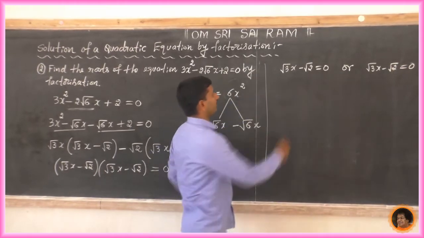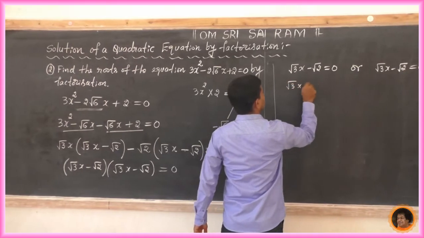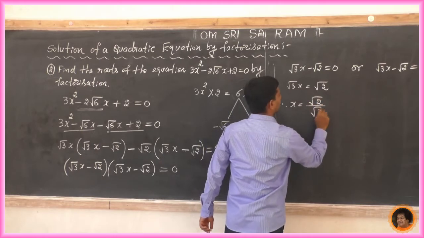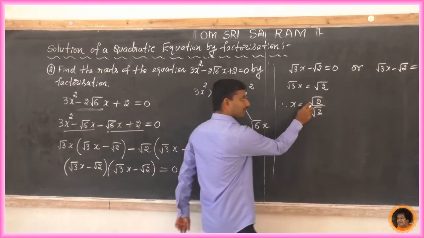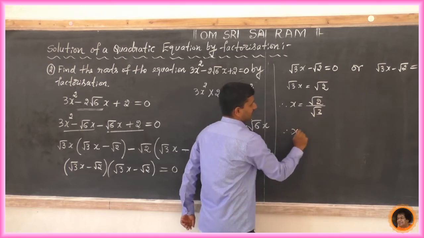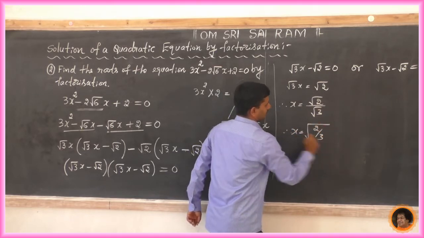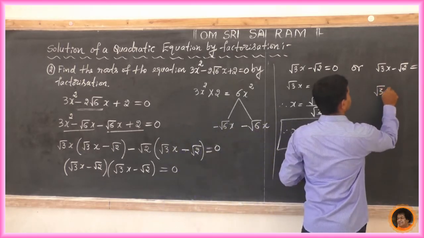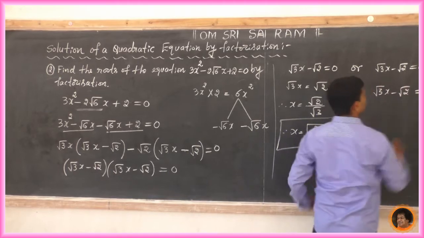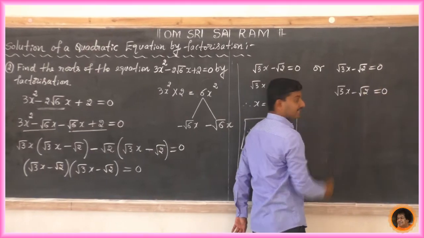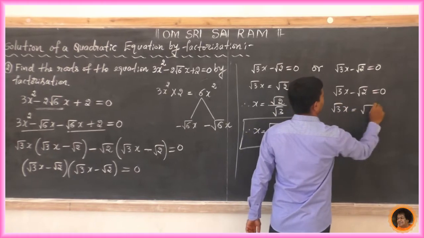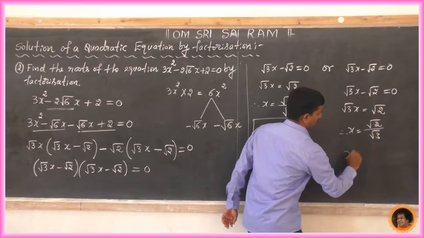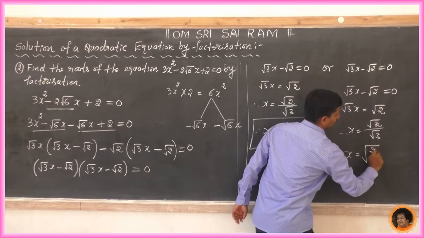So how to find the value of x? Transpose the constant term. Root 3x equal to root 2, or x equal to root 2 divided by root 3. Here also root sign, here also root sign. Therefore x equal to whole root 2 by 3. So this is the solution. Or root 3x minus root 2 equal to 0, transpose minus root 2 to the right hand side. Root 3x equal to root 2. Therefore x equal to root 2 divided by root 3, or x equal to root 2 by 3.